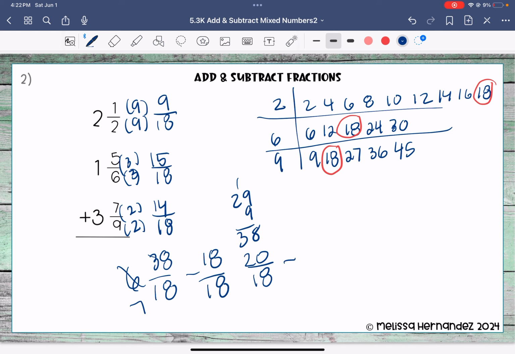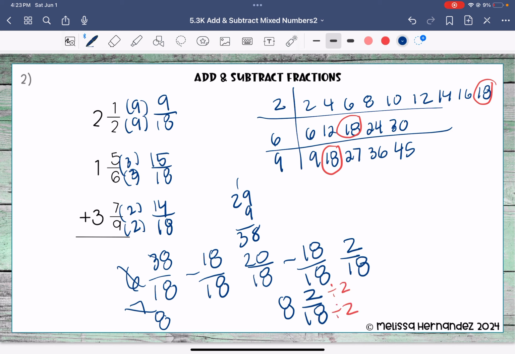Still an improper fraction, so I'm going to take another whole number out. And this now becomes 8, because when I take out these whole numbers, I add them to the whole numbers that are in the original problem. So at this point, I'm left with 2 over 18. So I have 8 and 2/18. That would be considered sort of wrong in the fact that we didn't simplify it. 2 and 18 are both divisible by 2. So then the final answer is 8 and 1/9.